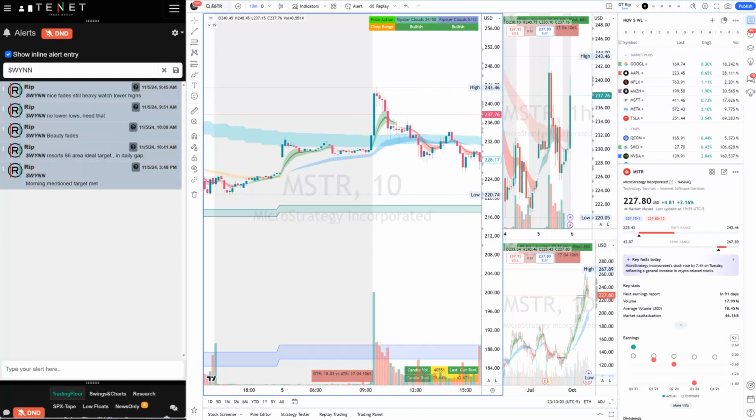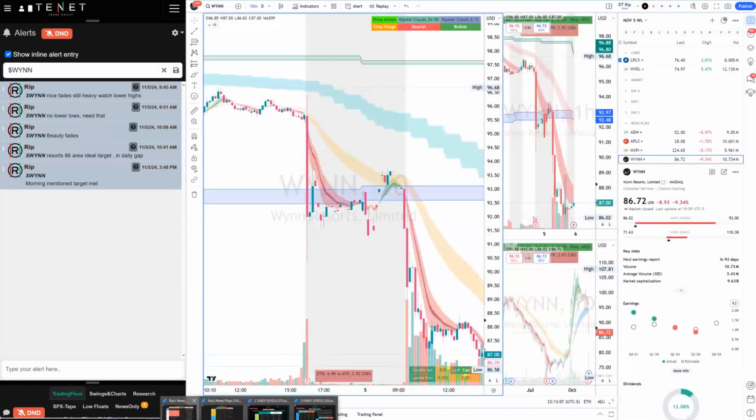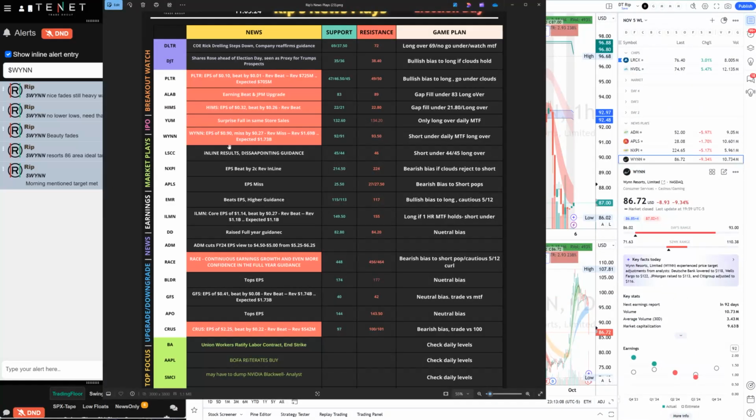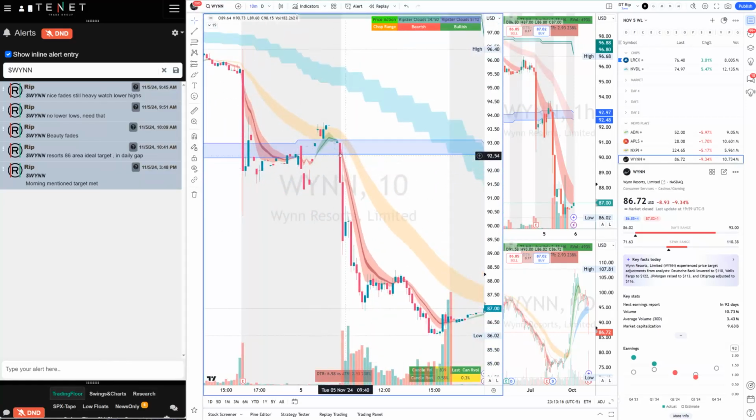All right, so next one we're going to look at is WIN. WIN was a short all day in the community. Let's look at our pre-market plan. You can see the highlighted WIN as well, short under the MTF and long over it. And you see when it's breaking the MTF, that's the 50 EMA on the daily chart. It's a short. It's doing this bear flag here, and it's doing a midday 512 rejection. So you see nice fades, still heavy. Watch lower highs right in the morning. I said on the voice as well that WIN is a short. Then I gave the target of 86.